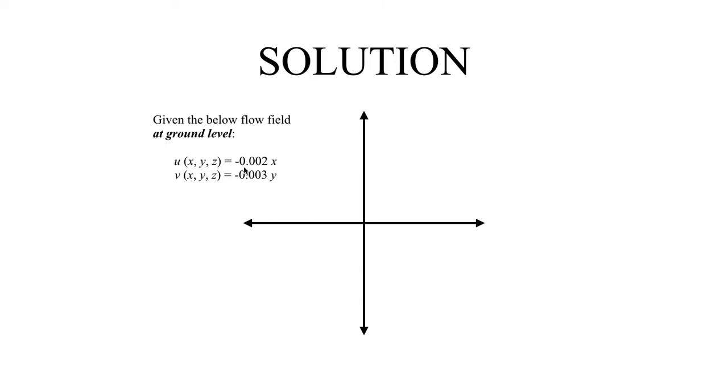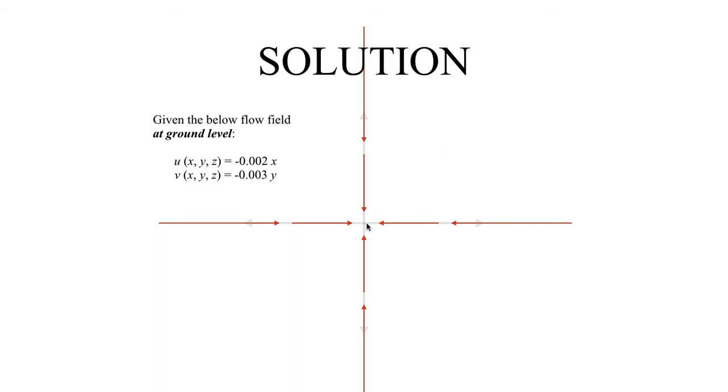So we have the zonal component equal to a negative times x, which means as we go in the positive x direction, u is going to become more negative, and as we go in the negative x direction, u is going to become more positive. And then same thing for the meridional component. As we go in the positive y direction, v becomes more negative. As we go in the negative y direction, v becomes more positive, which is going to give us a flow pattern that looks something like this.